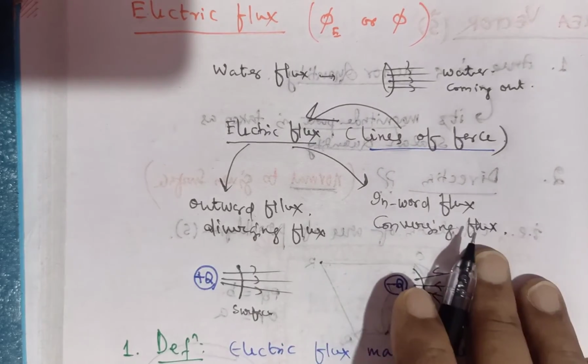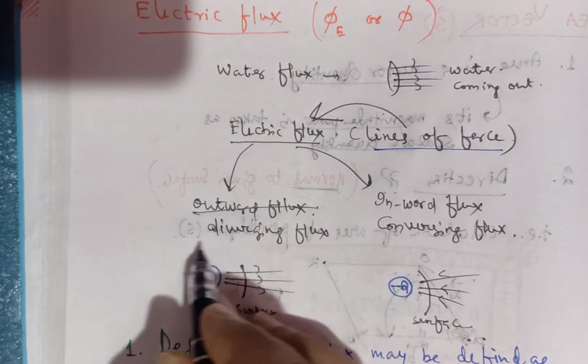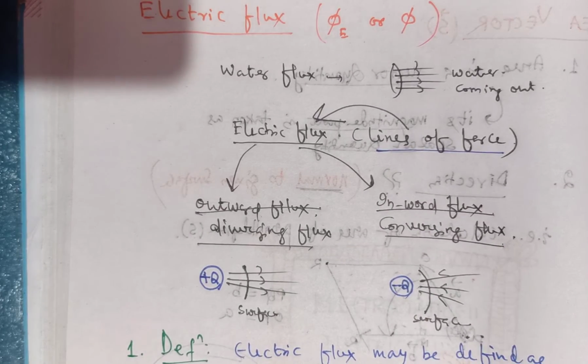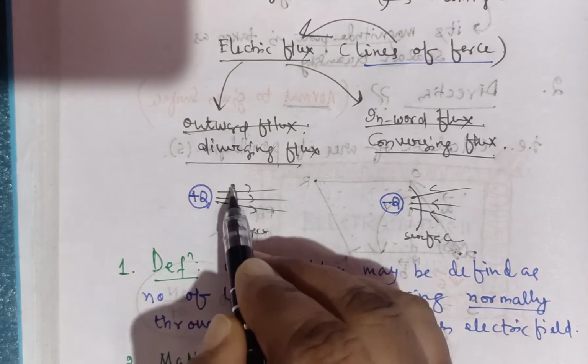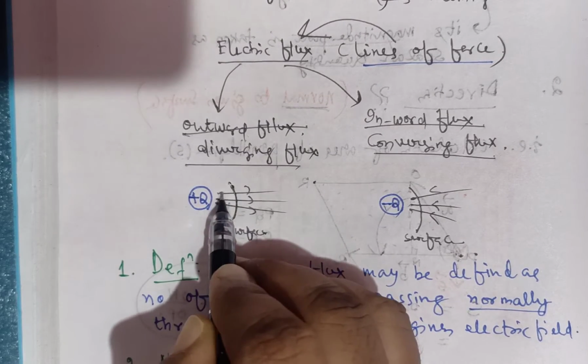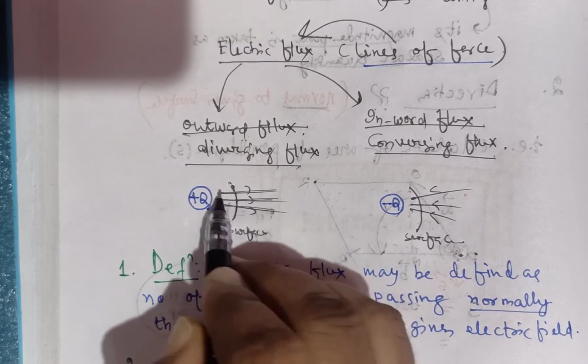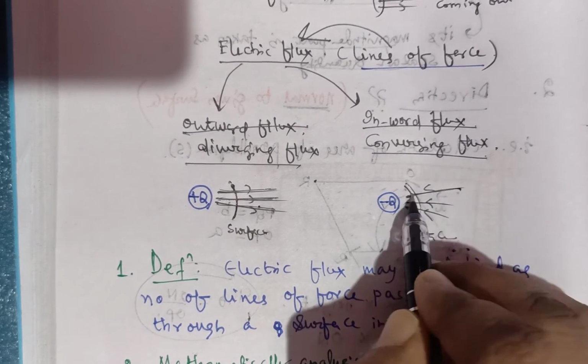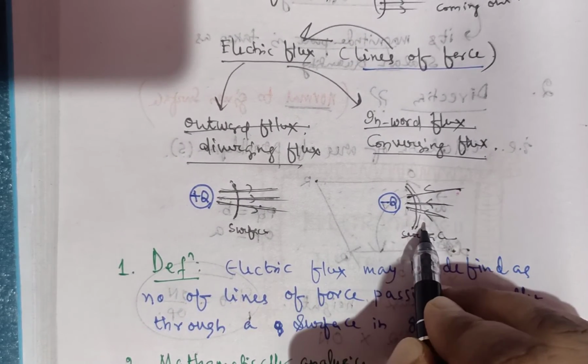There are two types of electric flux. One is outward flux or diverging flux, and the other is inward flux or converging flux. You see the figure, and this is the given surface. Some lines of force going out is outward flux. Here, on the given surface, the lines of force coming inside is inward flux.